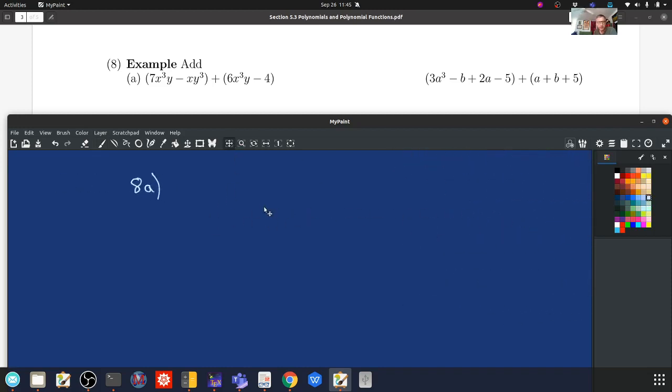It's pretty simple, but we'll do it here because we're going to need it. We have 7x cubed y minus xy cubed plus 6x cubed y minus 4.